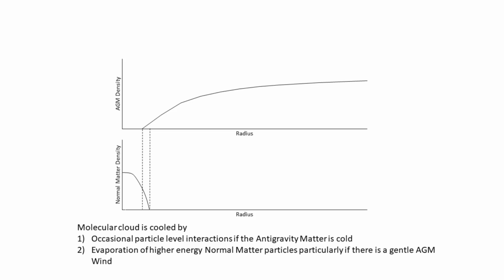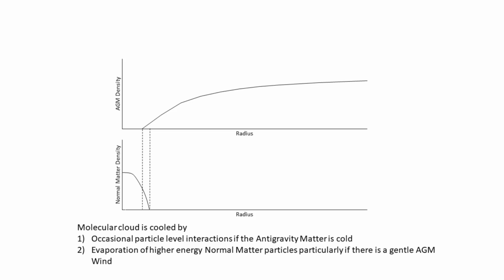And the other one is that the normal matter molecules and particles that are in the overlapping region will be the ones that have the most energy. So if there is a gentle antigravity matter wind blowing past, those are the ones that will be likely to be stripped away and removed from the normal matter cloud. The result is that the cloud is cooled.